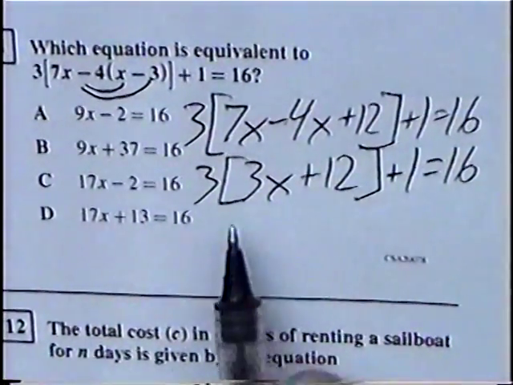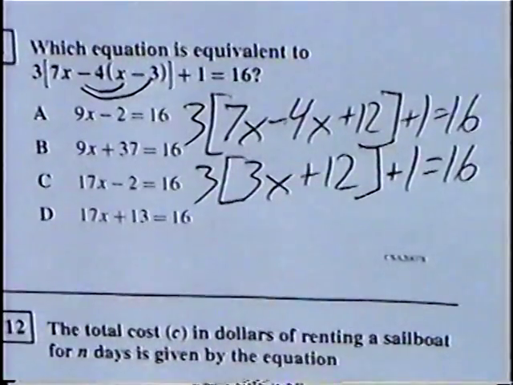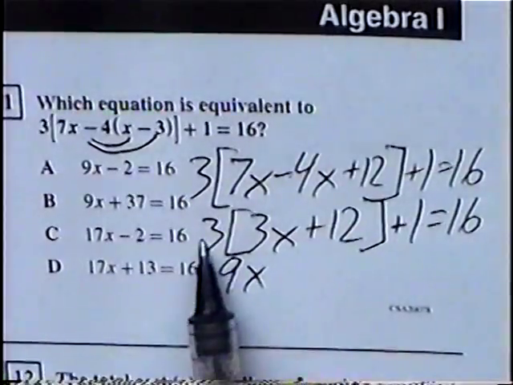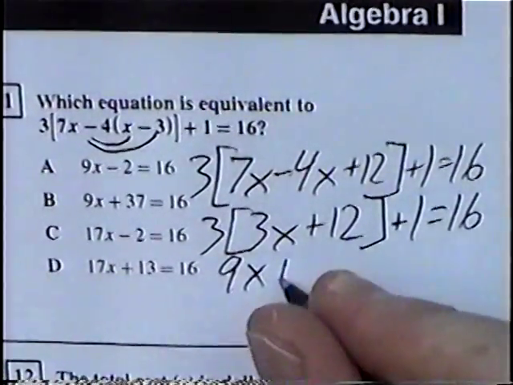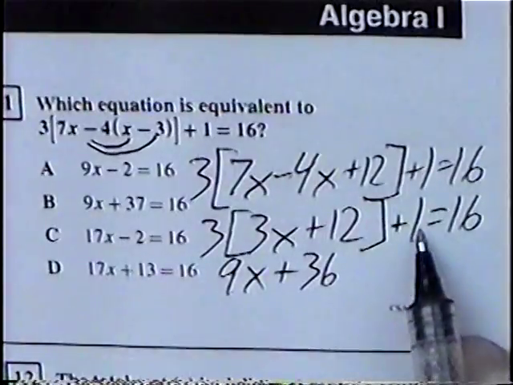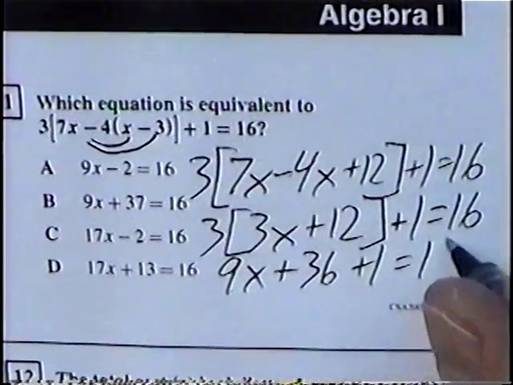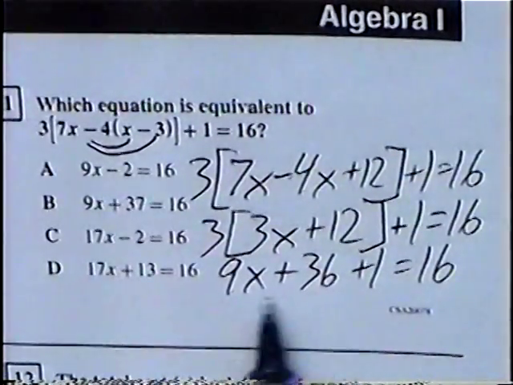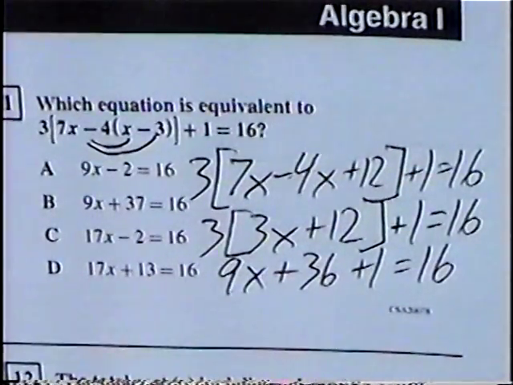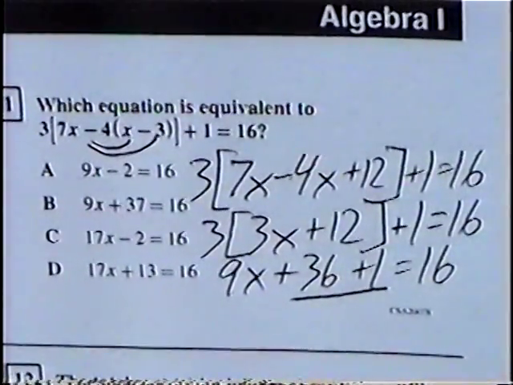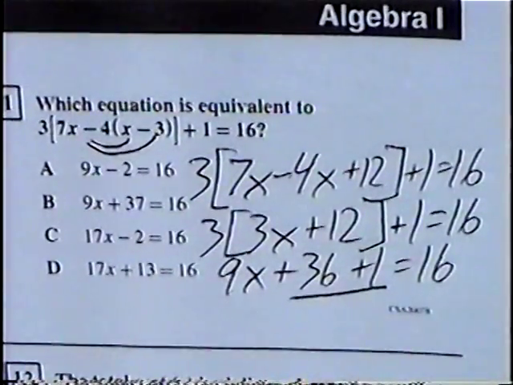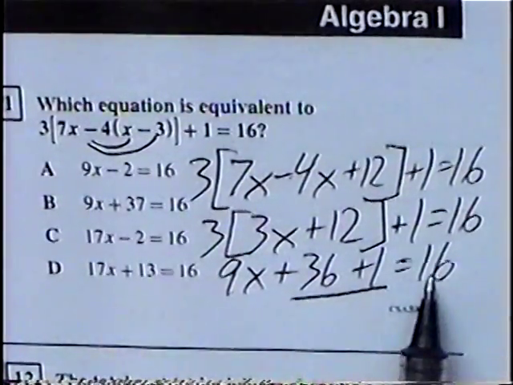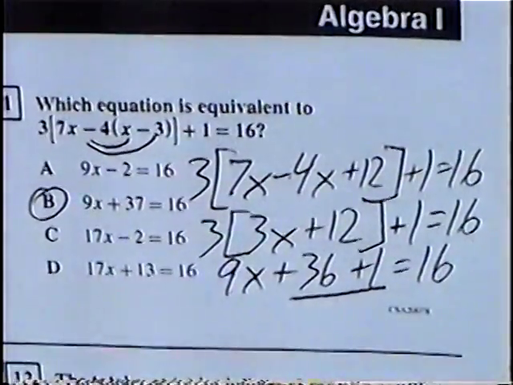Continuing to simplify, distributive property, 3 times 3x would be 9x, and 3 times 12 would be 36, plus 1 and equals 16. Looking at the possible solutions again, this does not match up with the equations. But if we simplify one more step, combining like terms, 36 plus 1 would be 37. 9x plus 37 equals 16, matches up with letter B.